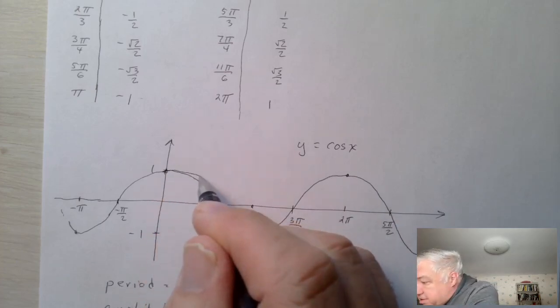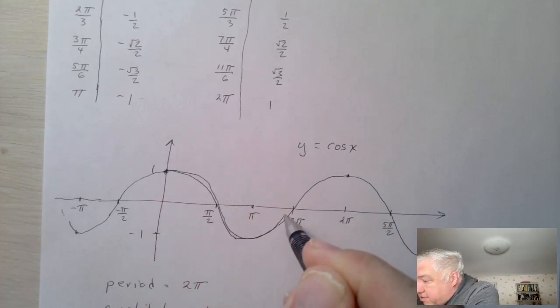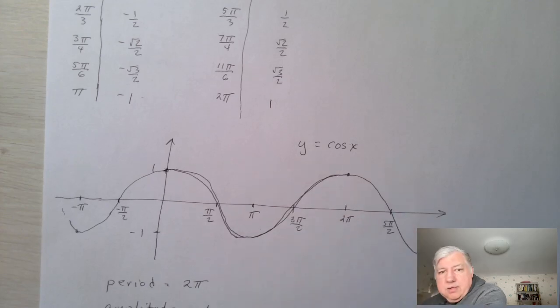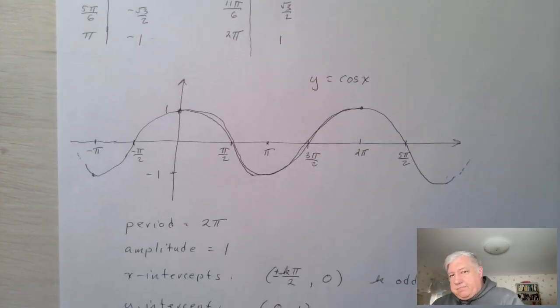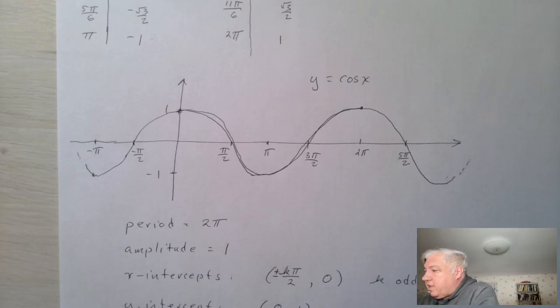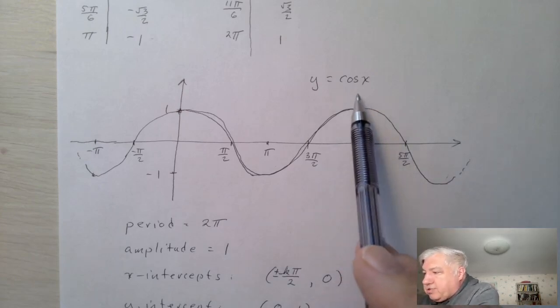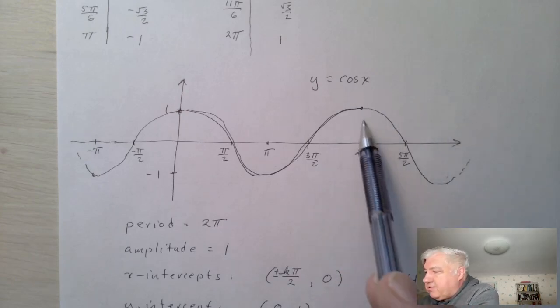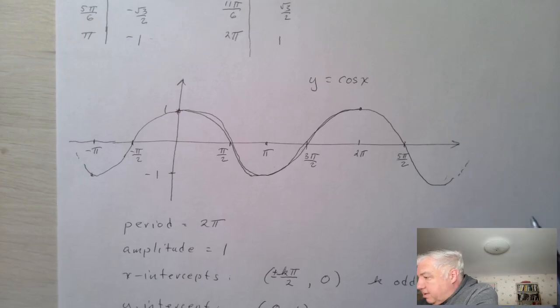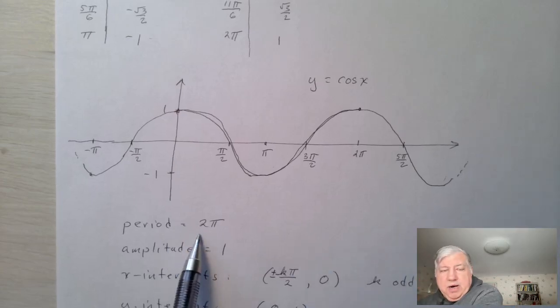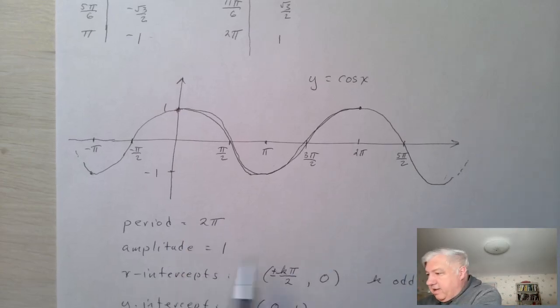So this consists of one cycle. And then we also know that cosine is periodic of 2 pi as well, so we can just extend this. So the period is 2 pi again, the amplitude is 1 again.